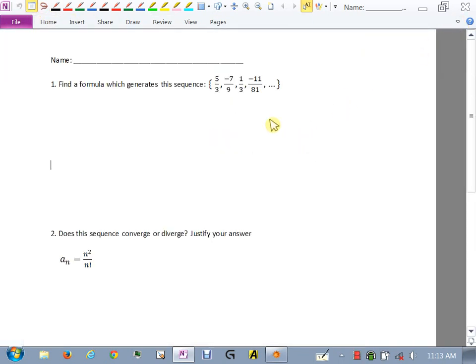On this first one, the pattern that we have here, looking at it, first of all, is in terms of signs, it's positive, negative, right? And so to create that, I'm going to need to use a -1, but I need my first one to be positive, so n plus 1.